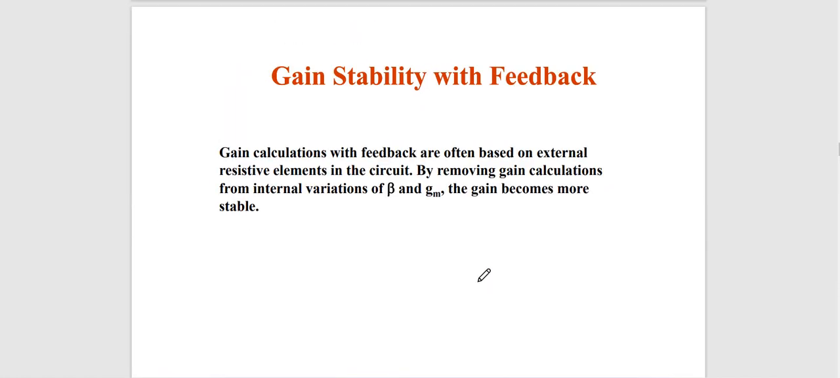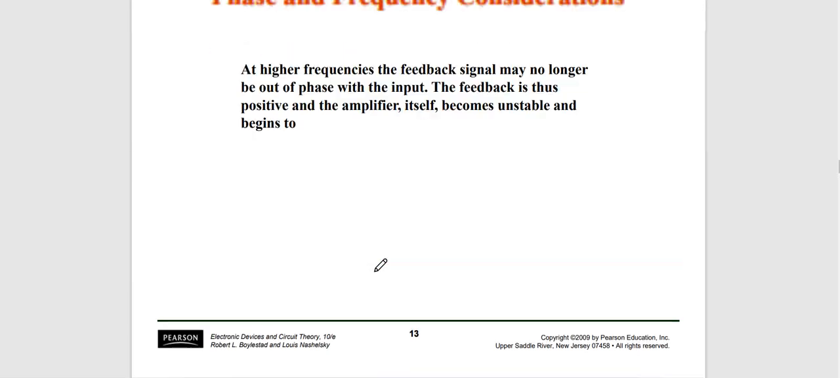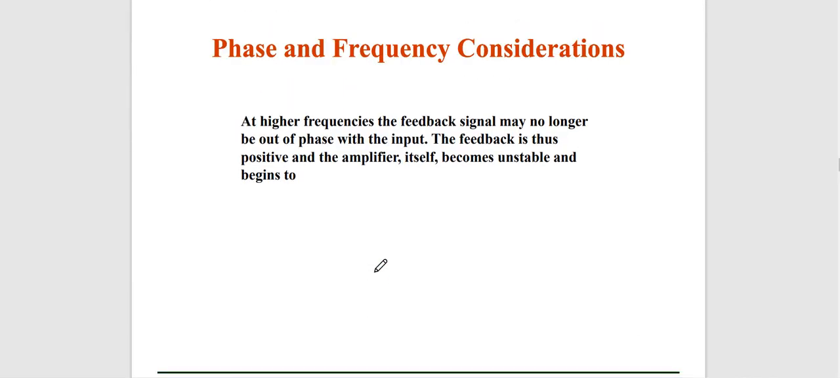And then another one is the gain stability. Okay, the gain becomes more stable if we put in the feedback, because the gain calculation with feedback is based on the external resistive elements. So if we remove the dependence on the internal variations of beta and gm, the gain becomes more stable.